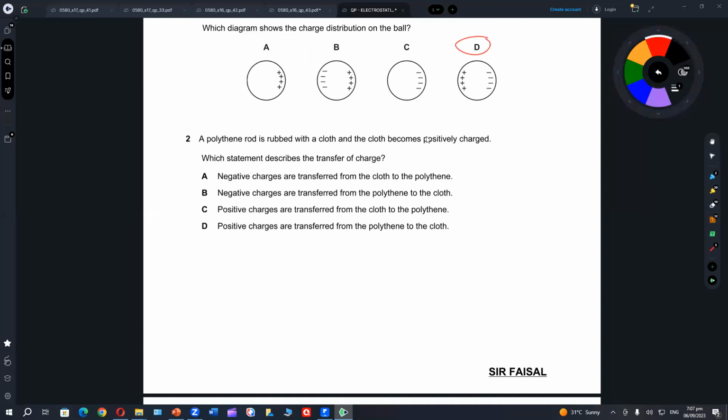This is their favorite topic, rubbing. A polythene rod is rubbed with a cloth and the cloth becomes positively charged. When something is gaining positive charge, it means it's a case of loss of electrons. Which statement describes the transfer of charge?